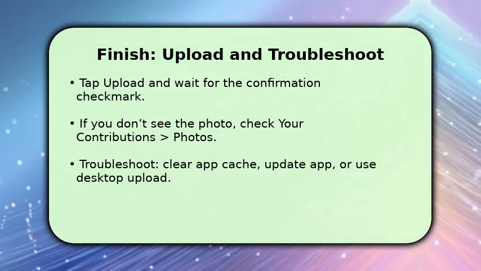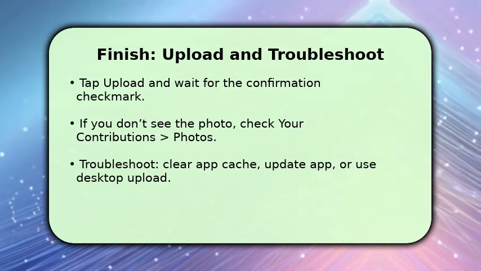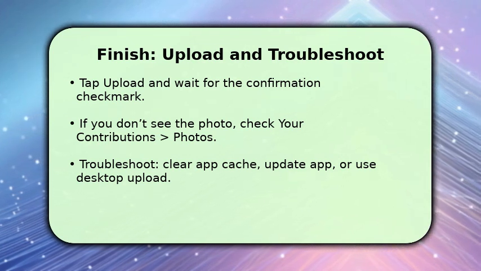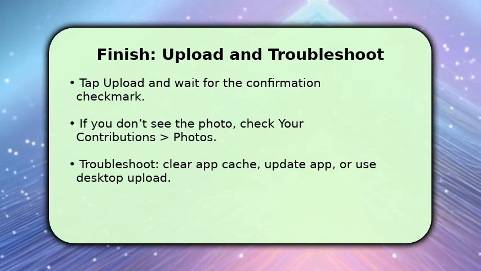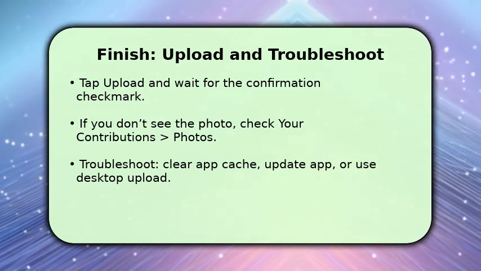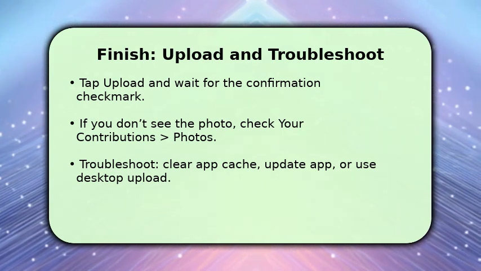Moderation can delay visibility. If the photo fails or gets stuck, clear the app cache, update Google Maps, or try uploading from Maps.Google.com on a desktop, sometimes web uploads bypass mobile issues. Finally, make sure you use the same account and accurate place tag to avoid misplacement.